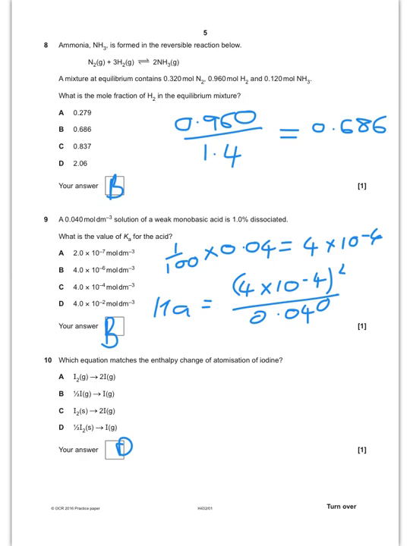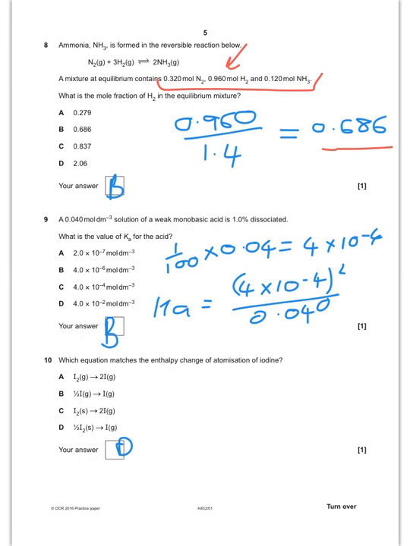Alright, so I now need to work out my mole fraction of H2 in this equilibrium mixture. To do that, I add up all my moles there to give me 1.4, and of that 1.4, 0.960 is H2. So my mole fraction is 0.960 divided by 1.4, which gives me the answer as being B.